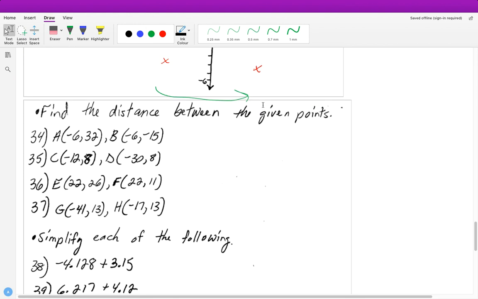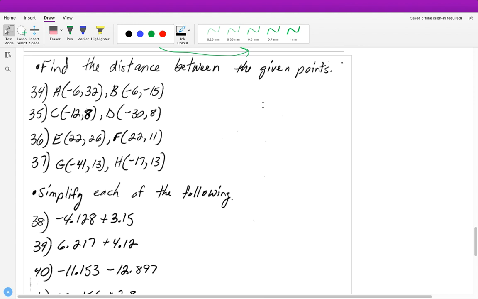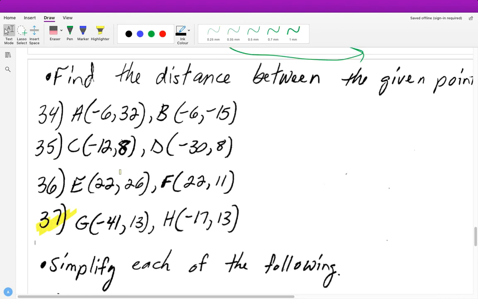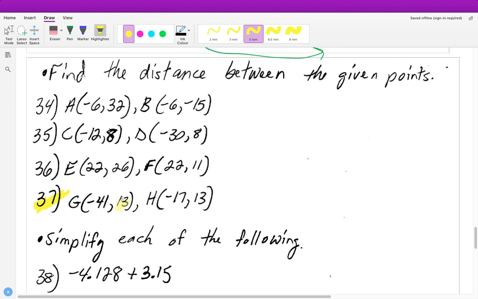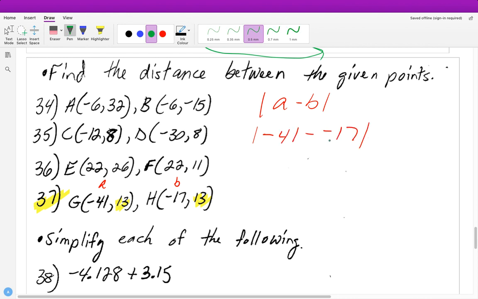All right. Find the distance between the given points. So remember, first we need to see, do one of our values, x or y, have the same value? And yes, y does here. So that means that we can label our x values as our a and our b. So it becomes the absolute value of a minus b. So it's the absolute value of -41 minus -17. Well, we know that this minus negative turns to plus. When we have different signs, we can subtract, so 41 minus 17.